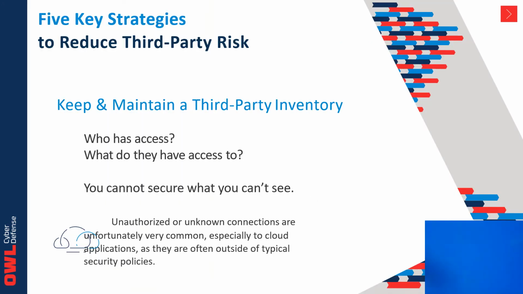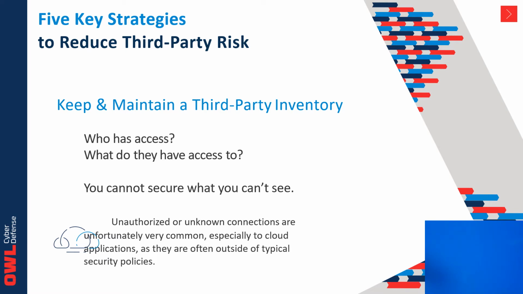Okay, so starting with keeping and maintaining a third-party inventory. What this really means is of that 583, who are they? What do they have access to? Basically, if you don't know they exist, if you don't know why that connection exists and why people are exchanging information with you or you're sending information to them, you can't secure it. You can't secure it properly.